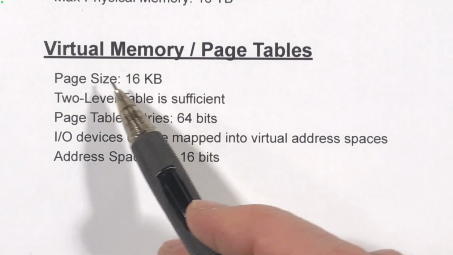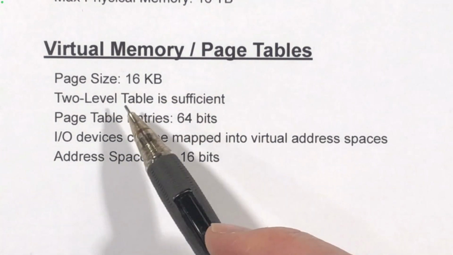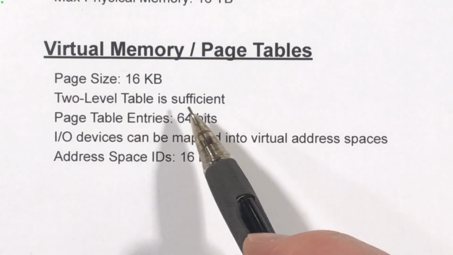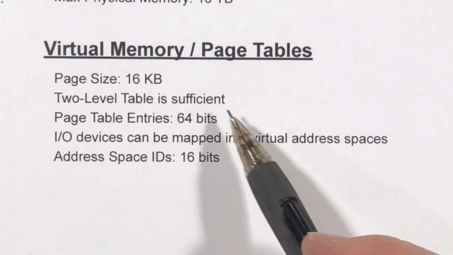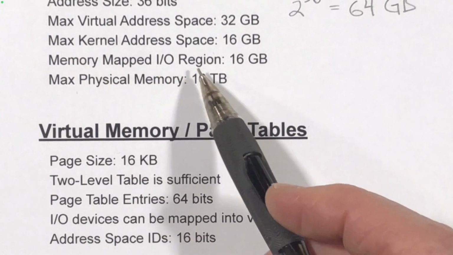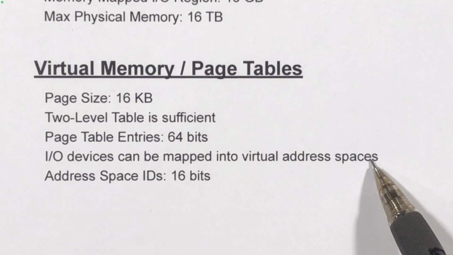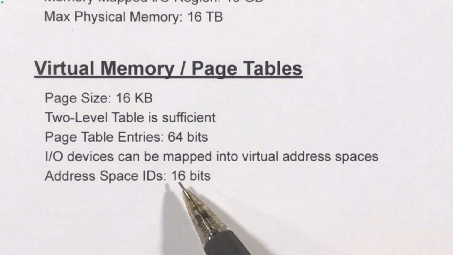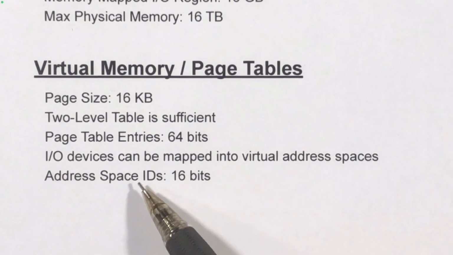Blitz uses a fairly large page size of 16 kilobytes, but that has several benefits, and one is that it makes two-level page tables adequate. Page table entries are 64 bits in length, and I/O devices, which are memory mapped, can be mapped via page tables into virtual address spaces. Each virtual address space is given a unique identifier, which is a 16-bit value, and that's called the address space identifier.